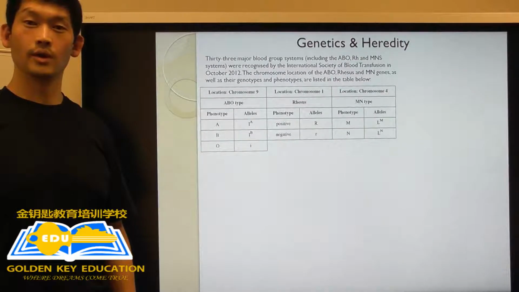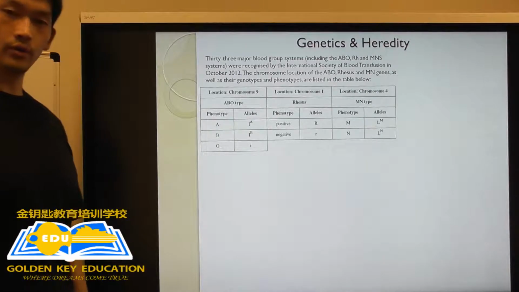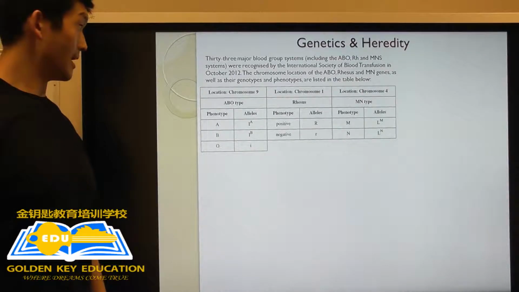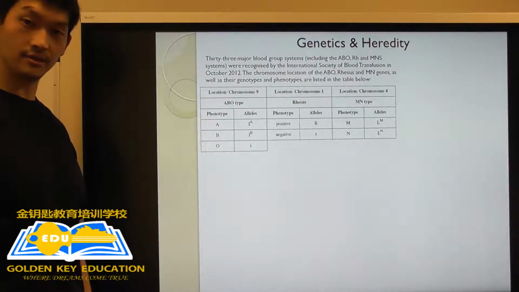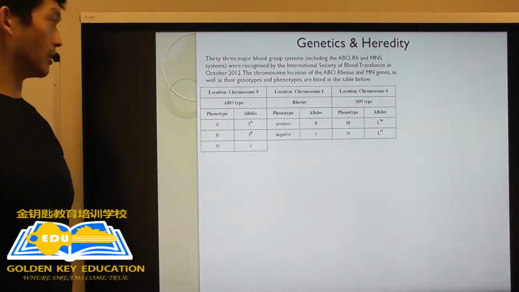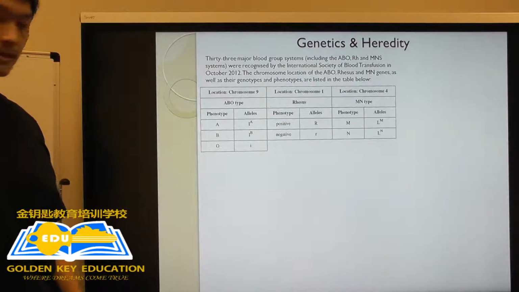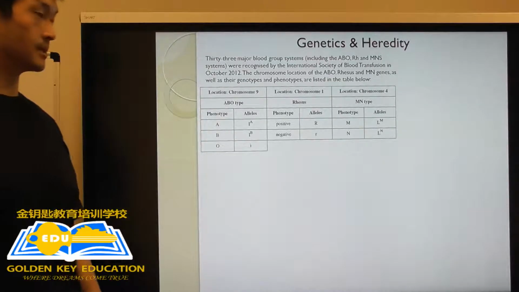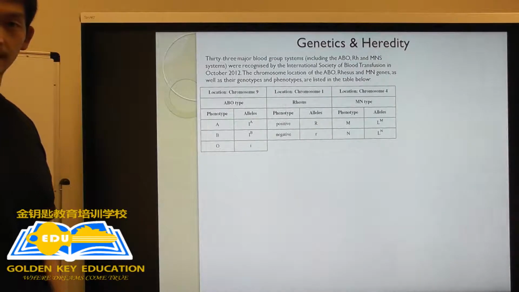In today's video we're going to look at an exam question relating to genetics and heredity. The question reads: 33 major blood group systems, including the ABO, RH and MNS, were recognized by the International Society of Blood Transfusion in 2012. The chromosome location of these blood group systems, including their genes, as well as genotypes and phenotypes, are listed in the table below. Take a moment to familiarize yourself with the tabulated information.